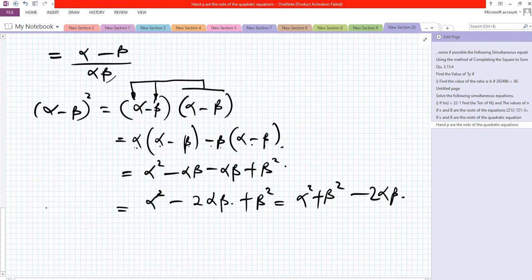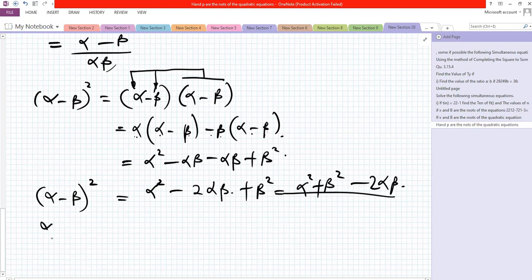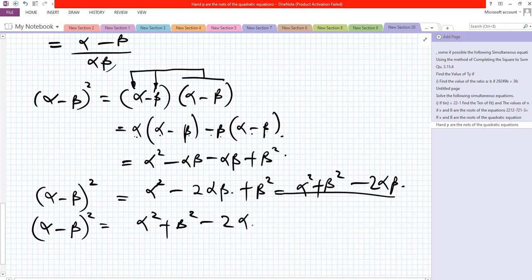Now we have gotten this to be equal to this. We have gotten alpha minus beta all squared equal to alpha square plus beta square minus 2 alpha beta.